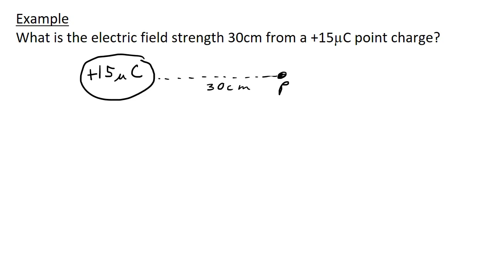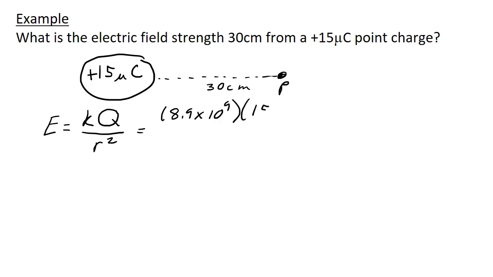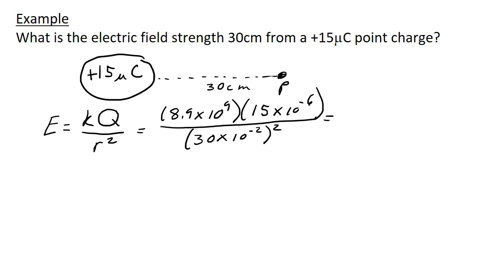So I'm going to use the equation we derived earlier to solve this question. Electric field strength is equal to k, Coulomb's constant, times the charge that's generating the electric field, divided by the distance to the point we're interested in, squared. Coulomb's constant is 8.9 times 10 to the 9. The charge we're interested in is 15 microcoulombs, and it is 30 centimeters away. Don't forget to square it. A lot of students miss the squaring and get the questions wrong.